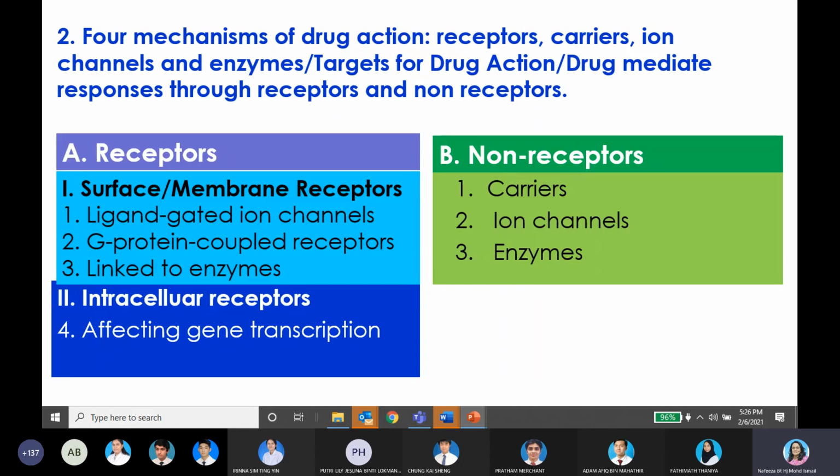This is to recall what we said yesterday. There are four mechanisms by which drug action occurs: through receptors, through carriers, through ion channels and enzymes. You can see in the blue panel, we're still on receptors. We've talked about surface membrane receptors, ligand-gated ion channels, and G protein coupled receptors, and now we're on to receptors that are linked to enzymes.